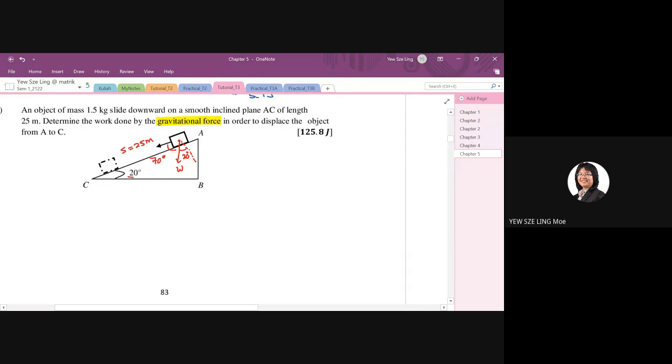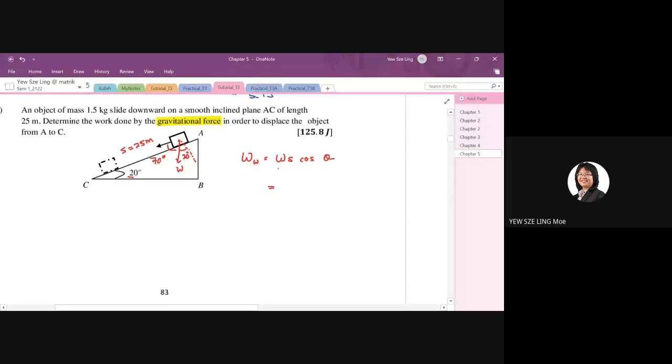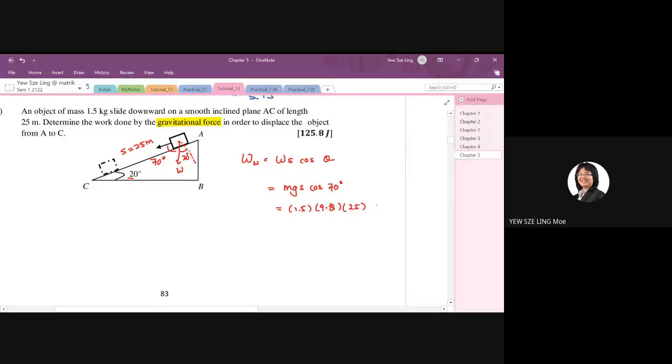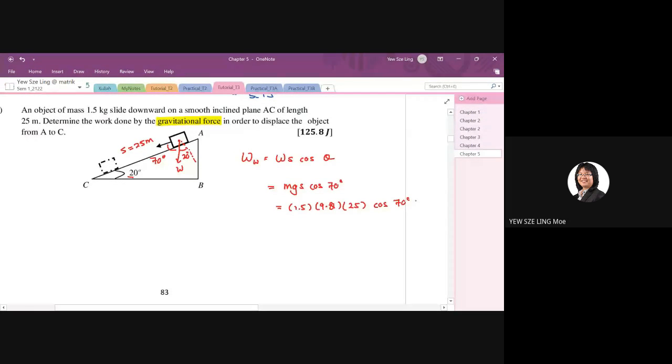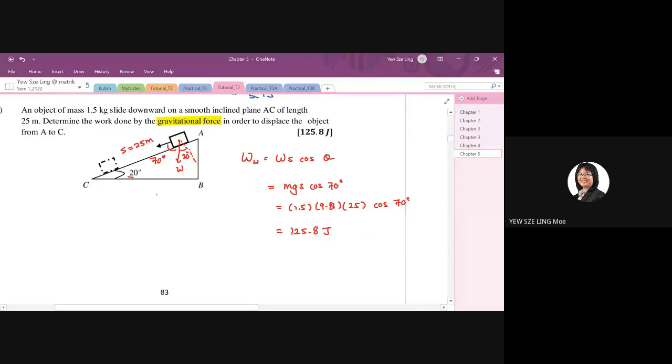So now I can determine the work done by gravitational force. So W_W equals W S cos theta. But I don't have the weight, so I need to calculate it by using mg. So mgs cos 70 degree, which equals 1.5 times 9.81 times S, which is 25 meters, and then cos 70 degree. Eventually you're going to get 125.8 joule. So that is how you solve this question.